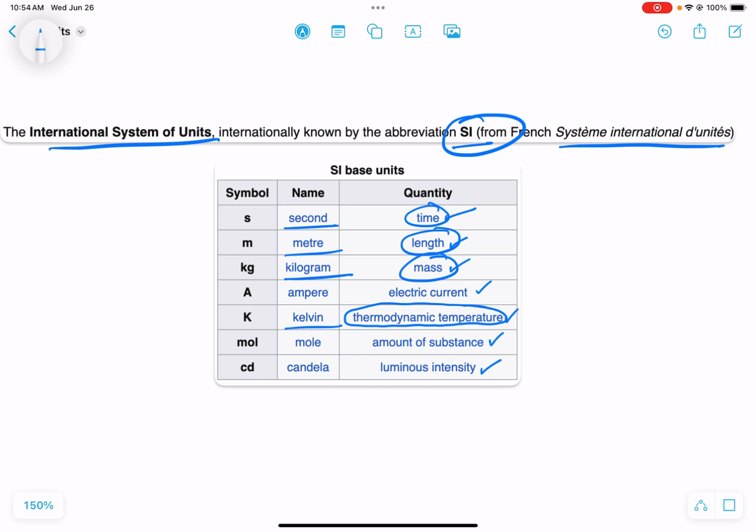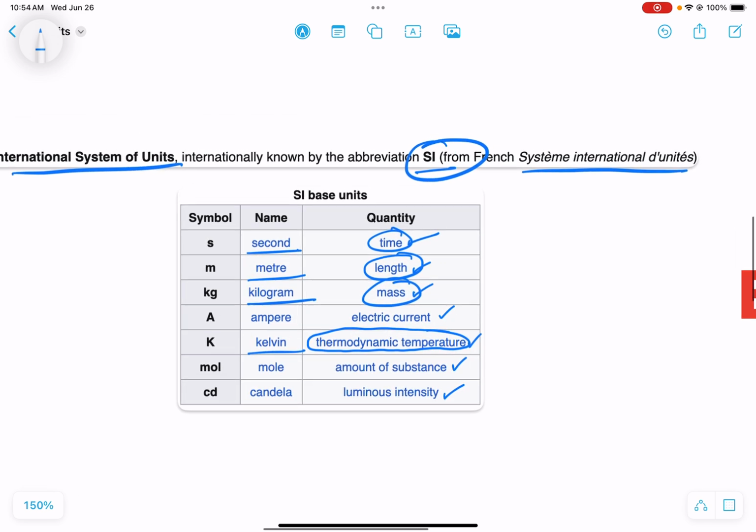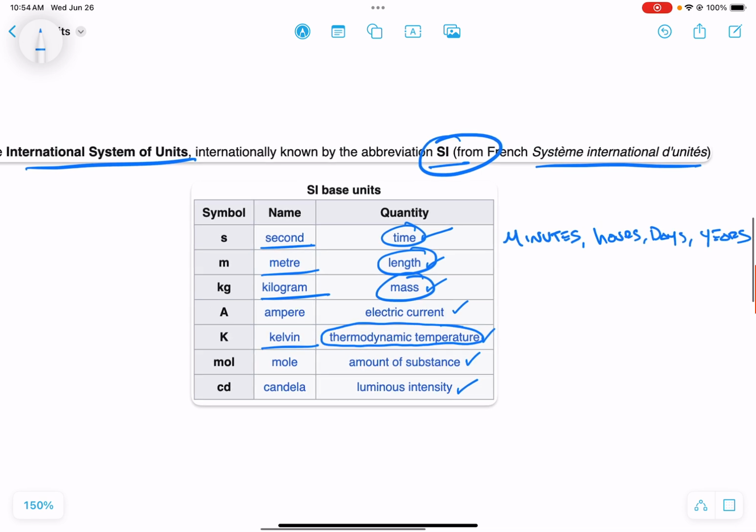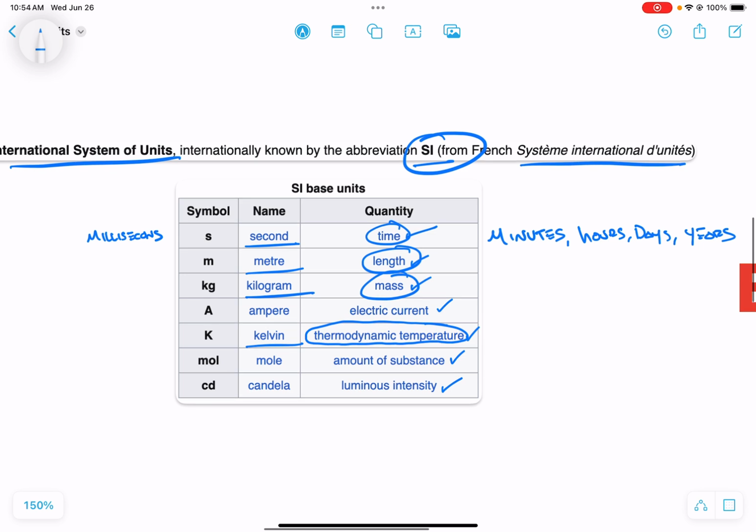Seconds can be further multiplied into greater orders of magnitude. So from seconds, we can derive minutes, hours, days, years, and so on. On the opposite side, seconds can also be subdivided into, say, milliseconds, which would be 1/1000th of a second.